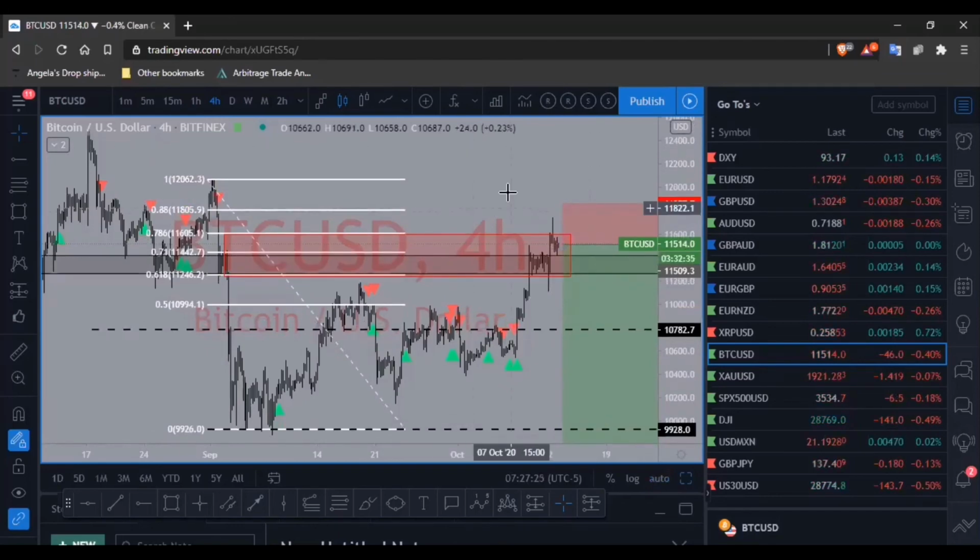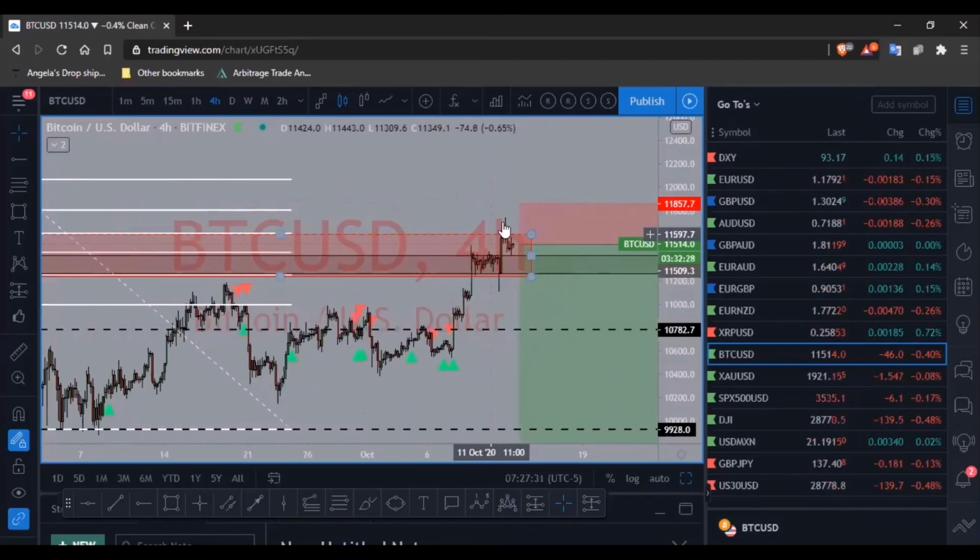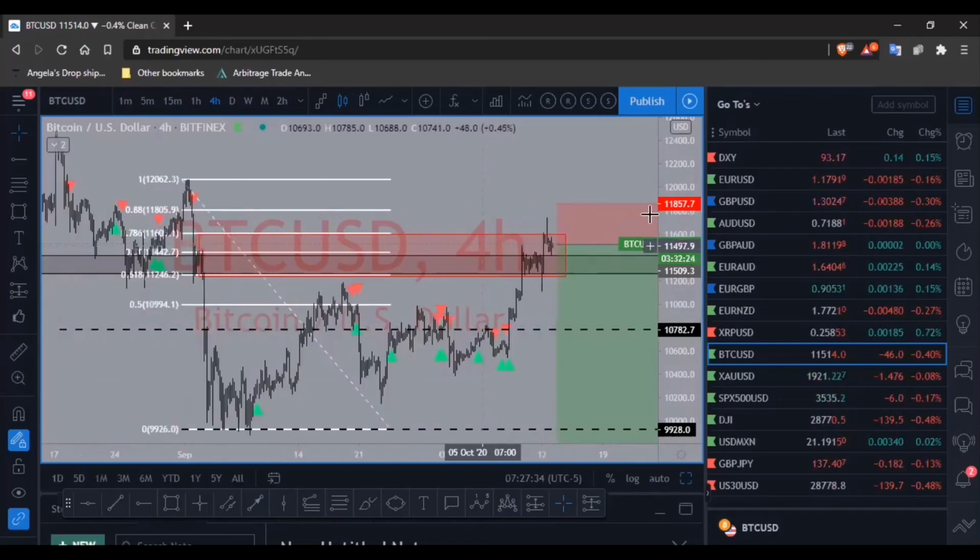So I'm still in this trade. Nothing's telling me to get out. It rejected nicely off of my zone. If it wanted to push up, it would have, but it didn't even close up there. So still selling this.